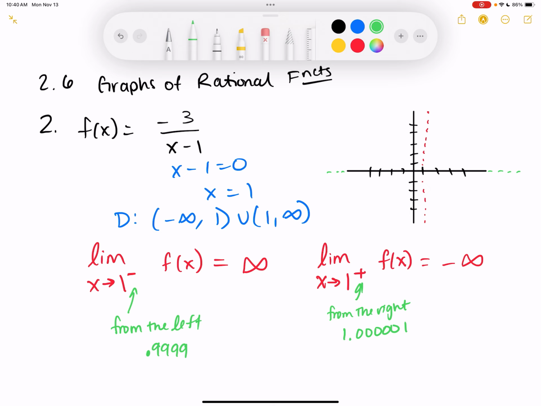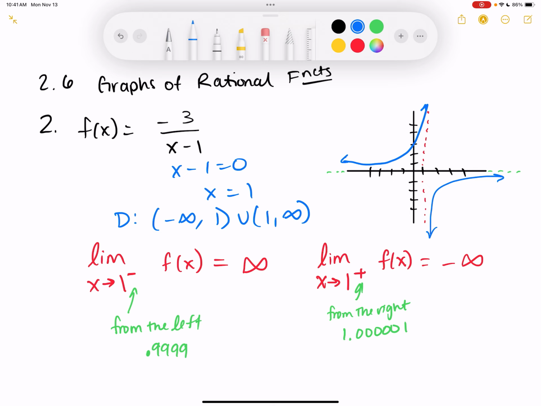So basically, at 1 from the left, it says that I go to positive infinity. Because this is negative, it's reflected. At 1 from the right, as I come from this direction, getting really close to 1, it goes to negative infinity. So this graph was reflected because of that negative sign in front. This is more so just for you to see what this visually looks like.